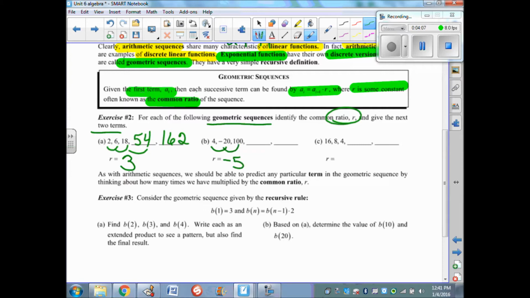Does that hold true from here to here? Negative 20 times negative 5 truly is 100. Multiply 100 by negative 5, and then multiply negative 500 by negative 5. And that's what you end up with. What about this one? We're going from 16 to 8 to 4. You're thinking, well, I'm dividing by 2. Well, that's true, but the geometric sequence relies on multiplying by a constant. So what is the same thing as dividing by 2? You're multiplying by 1/2. So my common ratio is 1/2. We're taking half each time to generate those terms.